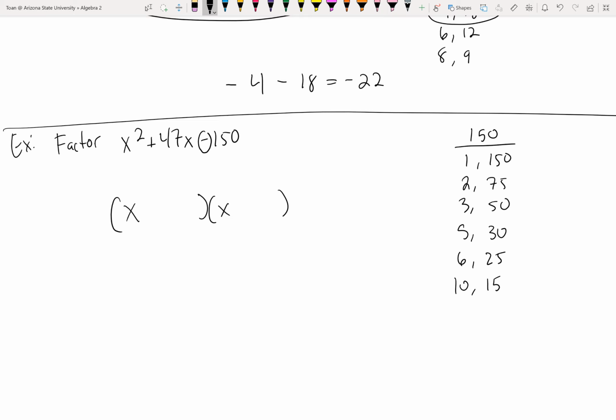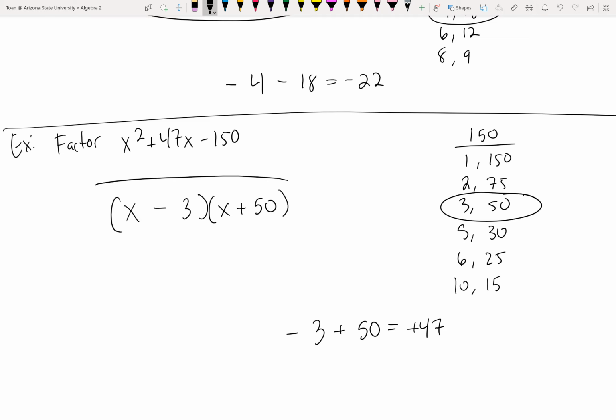Then you look at the last symbol. In this case, it's a minus. I'm going to think of subtract. Which pair subtracts to the middle number 47? Here we go. These guys subtract together to give you 47. 3 and 50. Now we just have to ask ourselves, what do the symbols have to be in order to make a positive 47? Feel free to pause the video if you want to try it on your own before revealing the answer. If you got it correctly, it should be a negative 3 with a positive 50. That will give you a positive 47 in the middle.